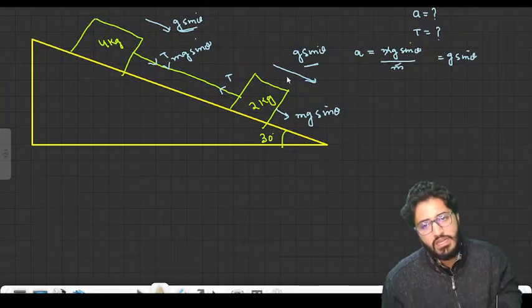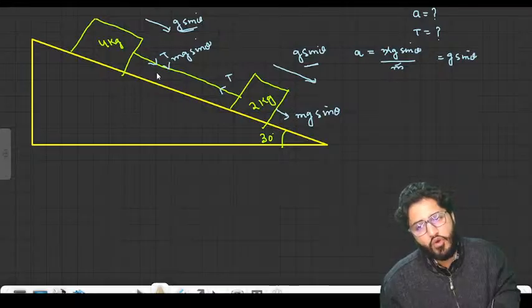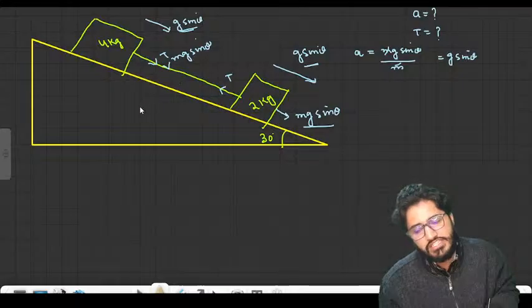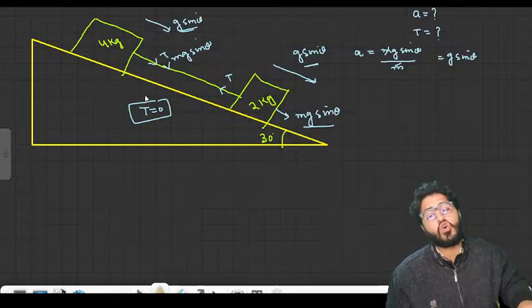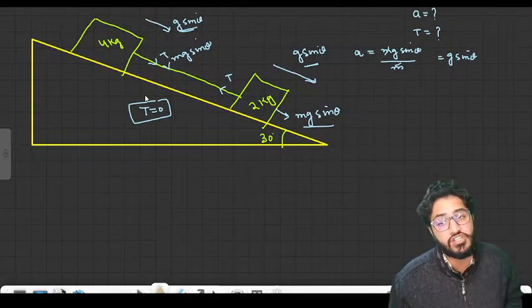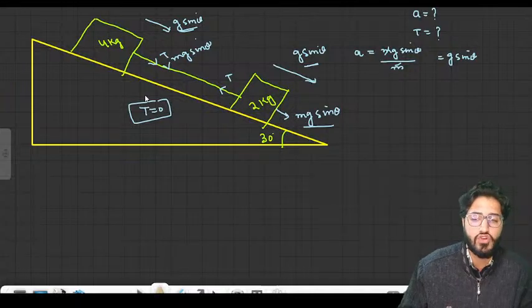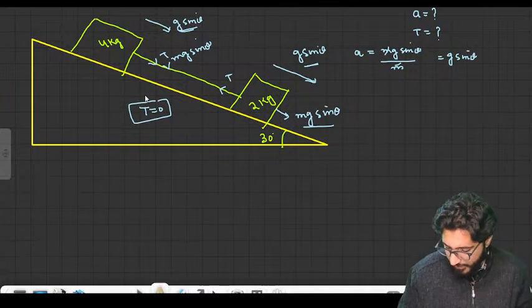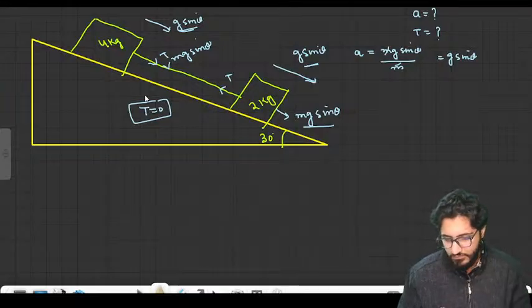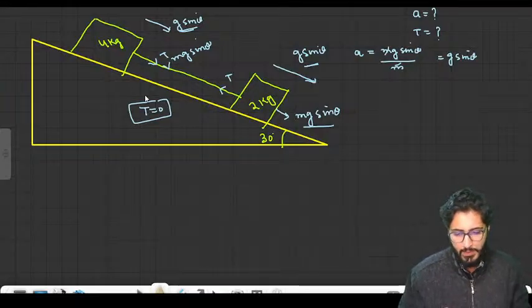Acceleration is the same. If the acceleration is the same for both of them and they are going downwards, so tension will be 0. Why? Because there is no effect of these accelerations on the particular rope. If there is no effect of the acceleration on this rope, there will be no tension. Yes or no?